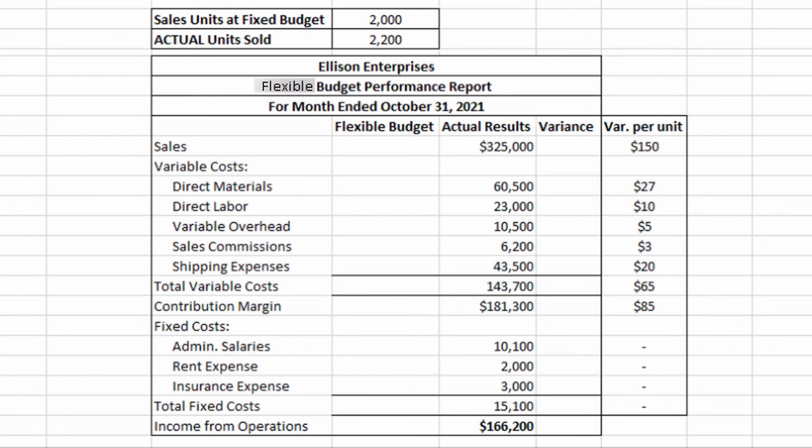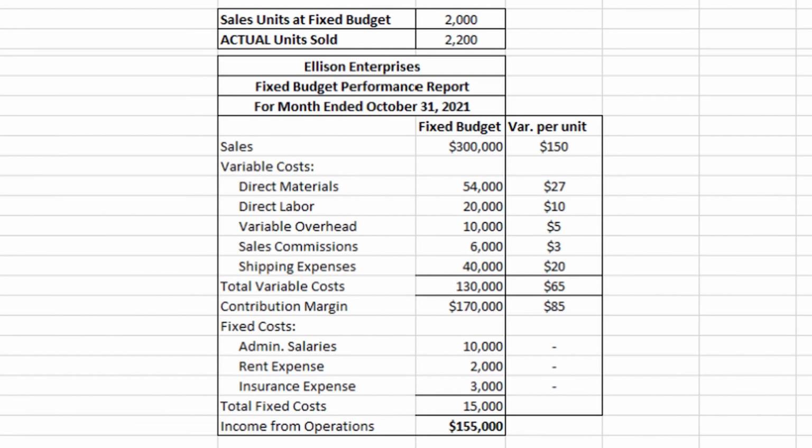For any item that we expressed as a variable amount per unit, we take the actual units sold, which are 2,200, and multiply by the corresponding variable amount per unit. Starting with sales, 2,200 actual units sold times the $150 variable selling price per unit equals $330,000. If you remember back to our fixed budget, you might recall that budgeted sales were only $300,000, a gross underestimation based on the 2,200 actual number of units sold.